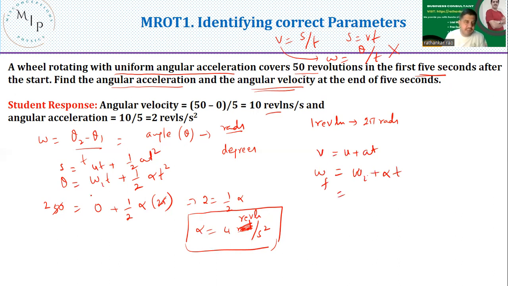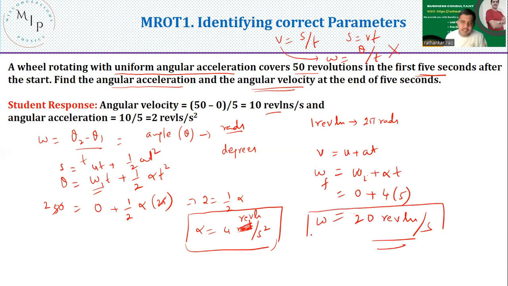Now what is omega I? Omega I is, we have used here, omega I is equal to 0 here. Omega final equals 0 plus alpha. What is alpha? We already found 4, multiplied by what is t? Where is t here? At the end of 5 seconds. 5 over here. So thus the answer should now be equal to 20. What is the unit? Unit is 20 revolutions per second. So as a result of it, the value of the omega at the end of 5 seconds is seen to be 20 revolutions per second, while this one is seen to be 4 revolutions per second square. So this is the correct answer.